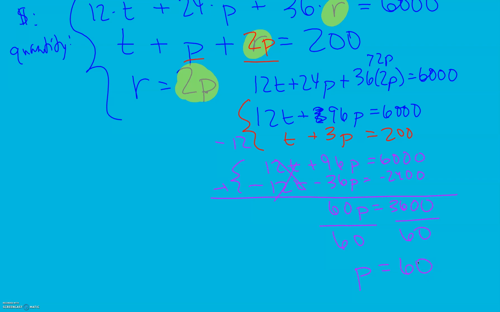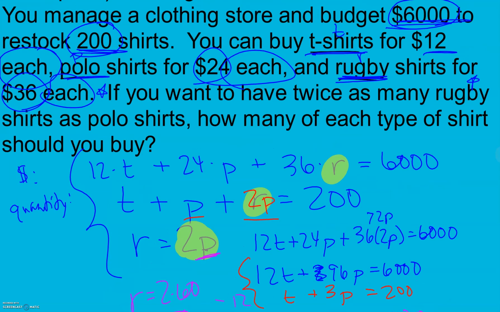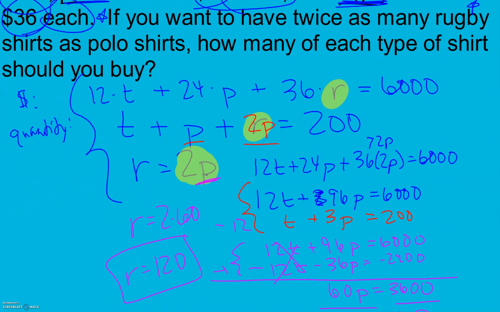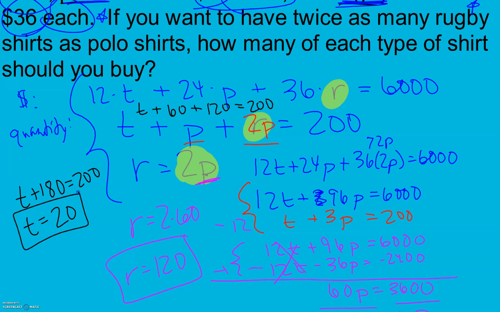Now that I know polos, I can find rugby. 2 times 60, I get 120 rugby. 60 polo. And I can find my t-shirts by substituting back into one of my original equations. So I'm going to have t plus, we said polos were 60, plus rugbies we said were 120, equals 200. So t plus 180 equals 200. Subtract, and t-shirts are going to be 20. Okay, so again, we have 20, 60, 120 for our values here.